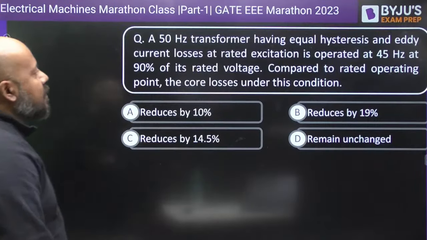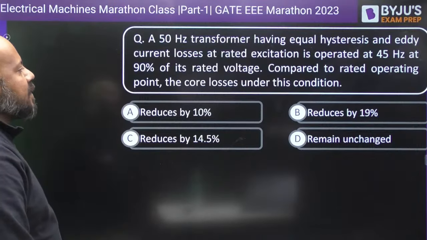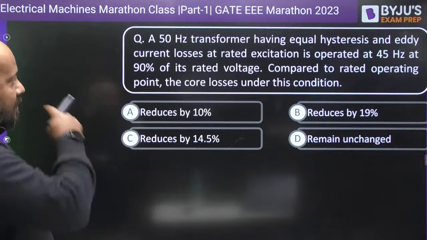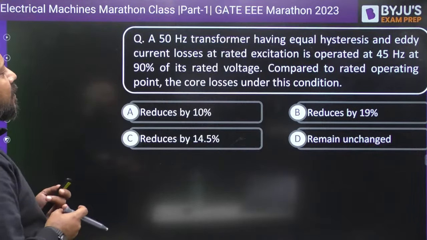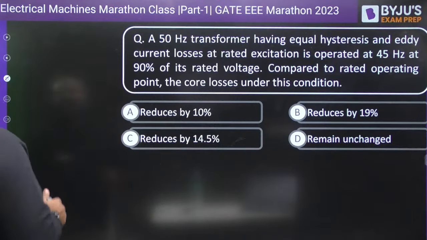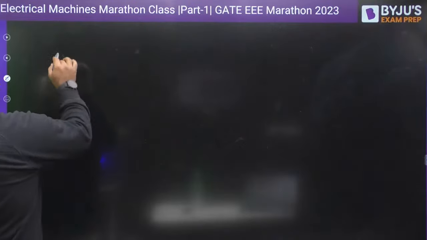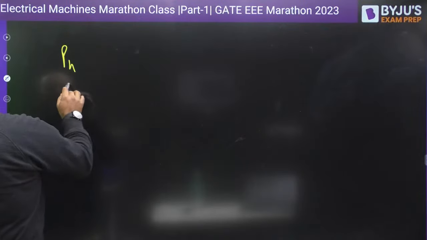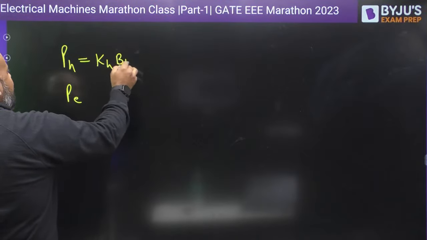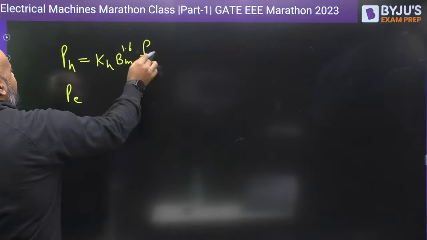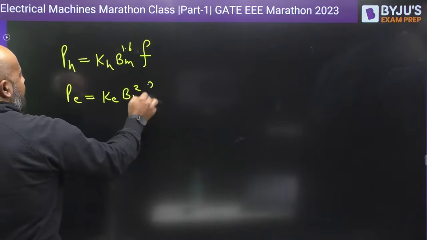A 50 Hz transformer having equal hysteresis and eddy current losses at rated excitation is operated at 45 Hz at 90% of its rated voltage compared to rated operating point. The core losses under this condition is. Whenever you are dealing with the core losses, you know that core losses are nothing but hysteresis losses and eddy current losses. Hysteresis losses are KH Bm raised to the power 1.6 F. This is KE Bm square F square.